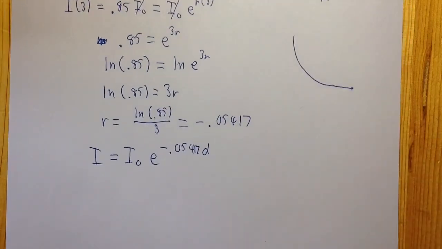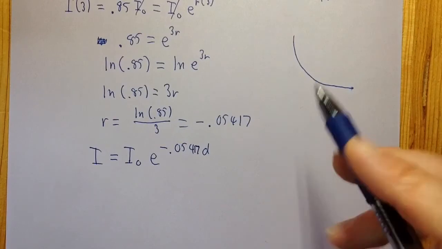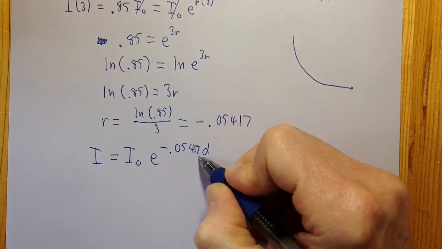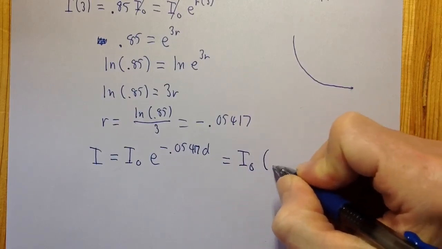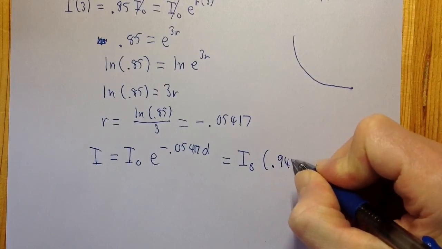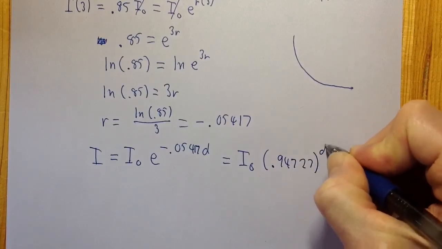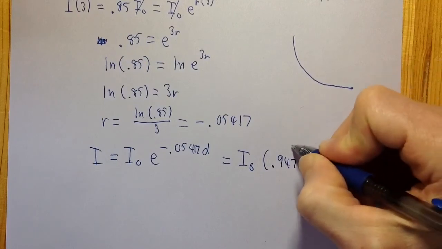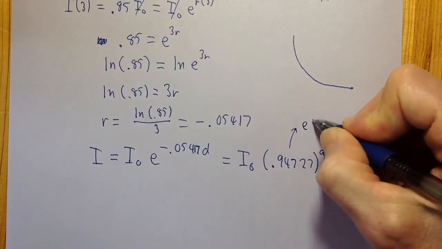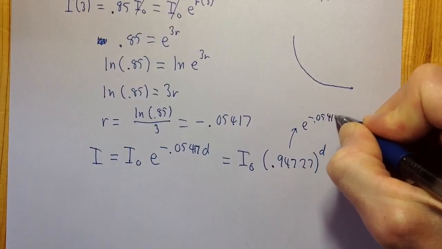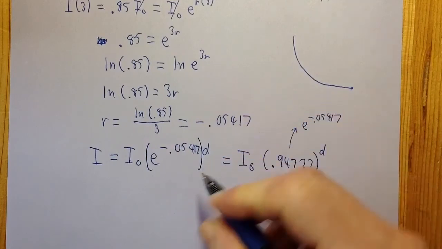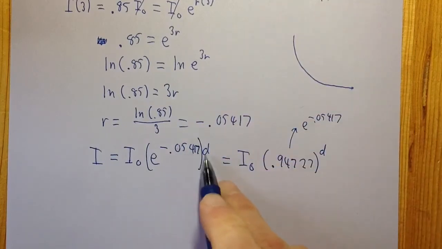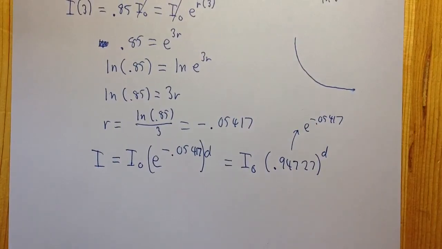So if I go e to negative 0.05417, I get that that's I0 times the base, which is 0.94727 to the d. And that's because this number here is e to the negative 0.05417. You just plug that in your calculator. This is the base to the d power, because we multiply powers, we said before, and so you get that. And this, I think, is the answer that they would have in the back.